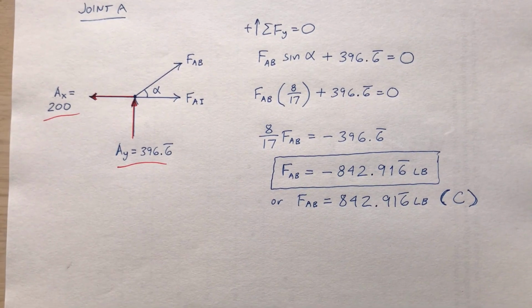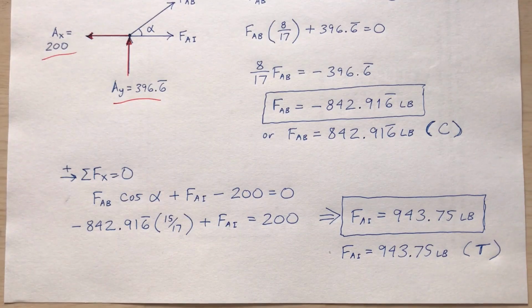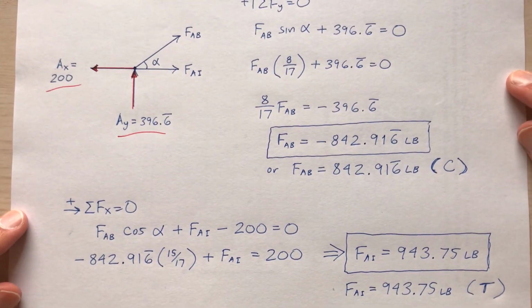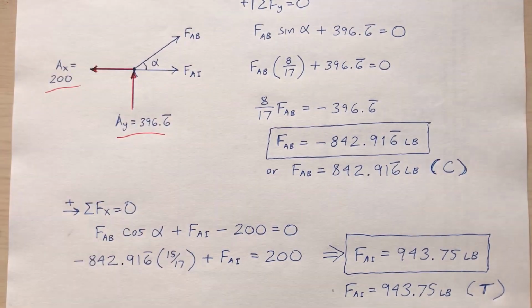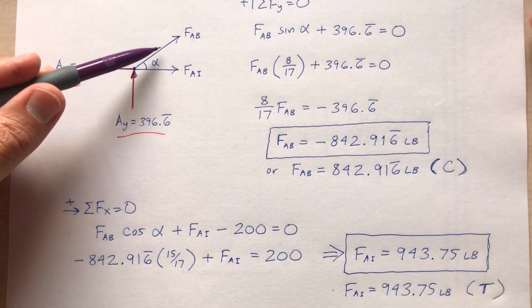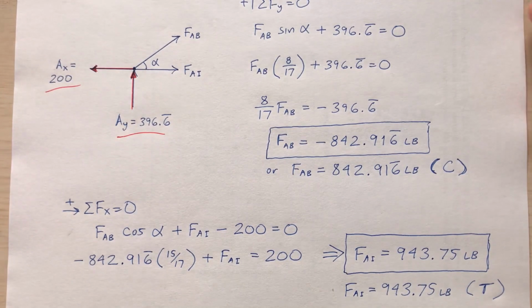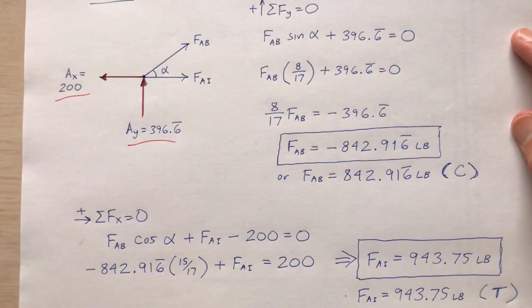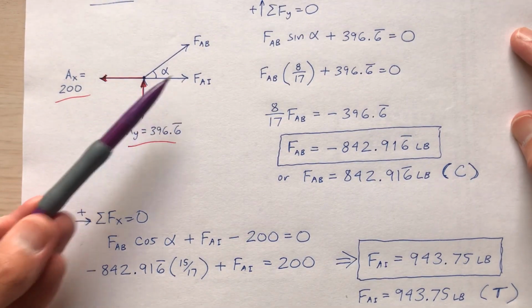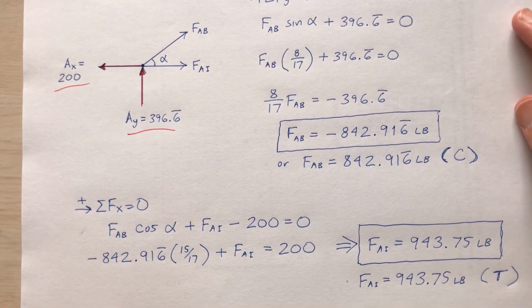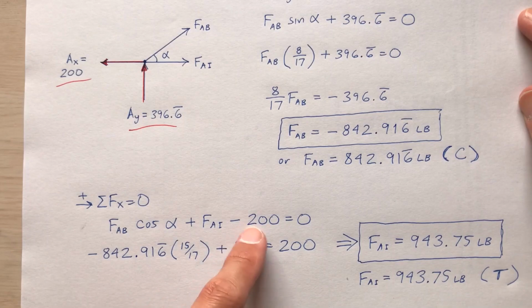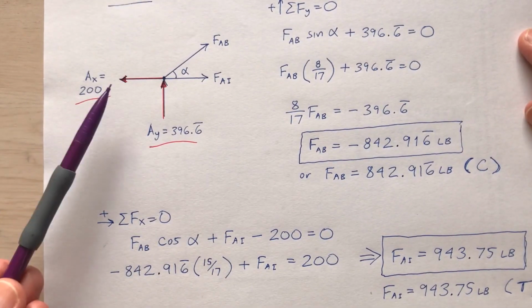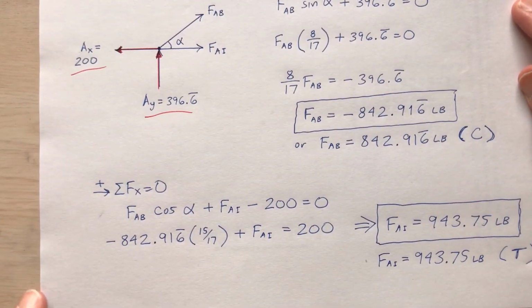Okay, so now the sum of the forces in the x direction. And like magic, it appears. So the sum of the forces in the x direction is 0. What have I got? F sub AB cosine alpha, cosine because I'm talking about the horizontal component of that vector. F sub AB cosine alpha plus F sub AI. That's purely horizontal, as you can see, so I don't have to multiply by any sine or cosine. Minus 200. What's that? That's the reaction A sub x.